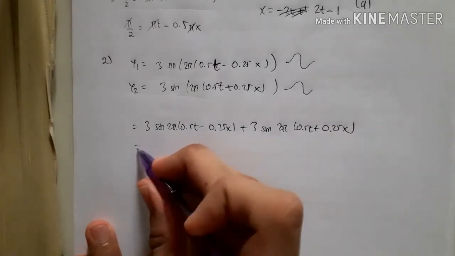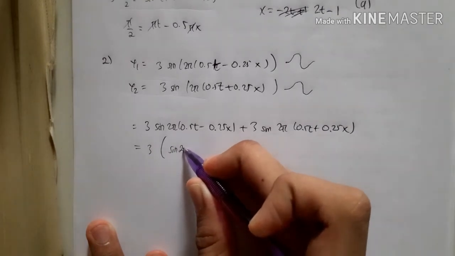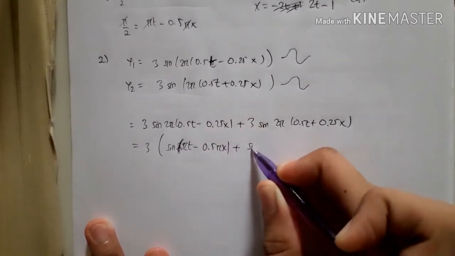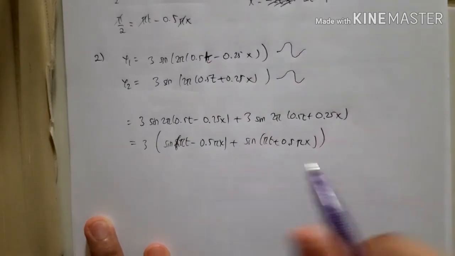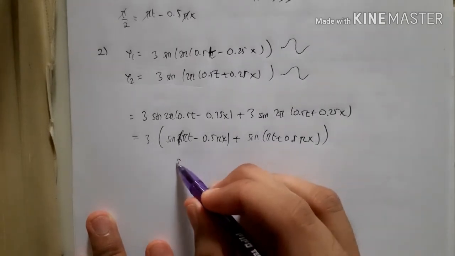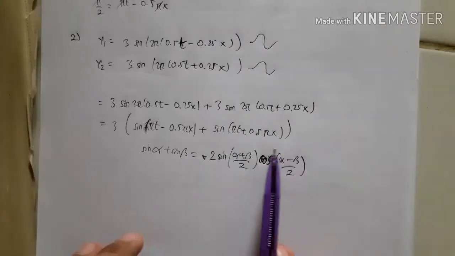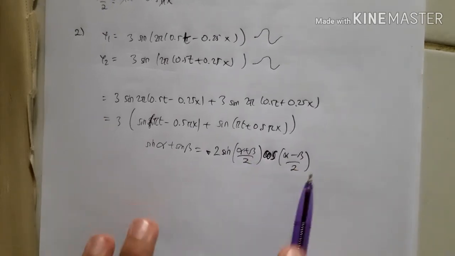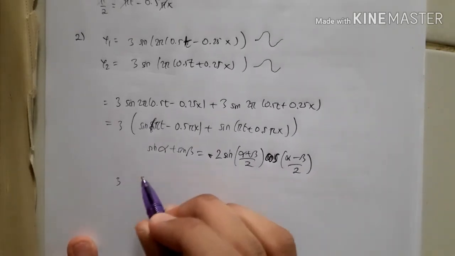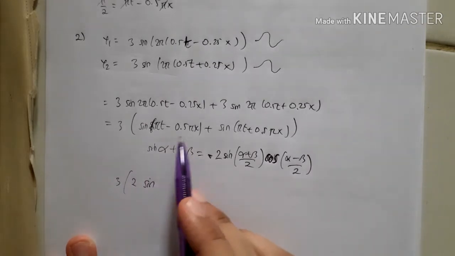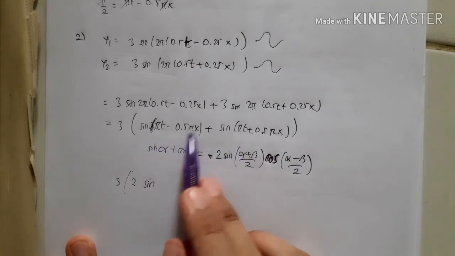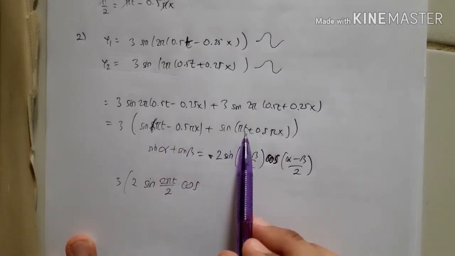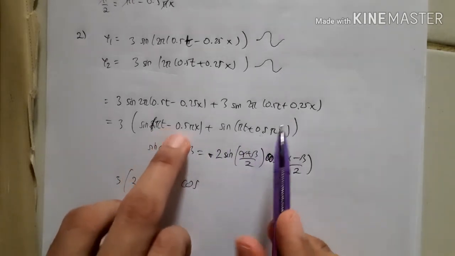Now you can factorize that. So 3 times sine pi t minus 0.5 pi x plus sine pi t plus 0.5 pi x. You see that now you have two sines, and you know the identity. Let's say this is alpha and this is beta. The identity is 2 sine of alpha plus beta over 2, cosine of alpha minus beta over 2. So we change that into 3 times 2 sine of alpha plus beta, that is 2 pi t, over 2, cosine of alpha minus beta. Pi t minus pi t is cancelled, but minus 0.5 pi x minus this becomes minus pi x over 2.